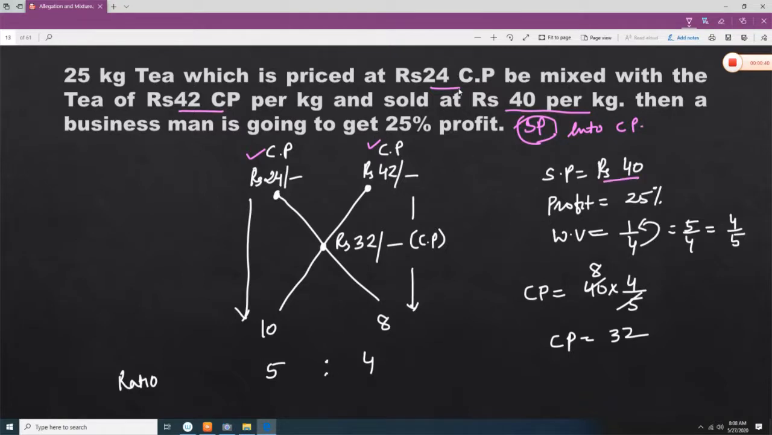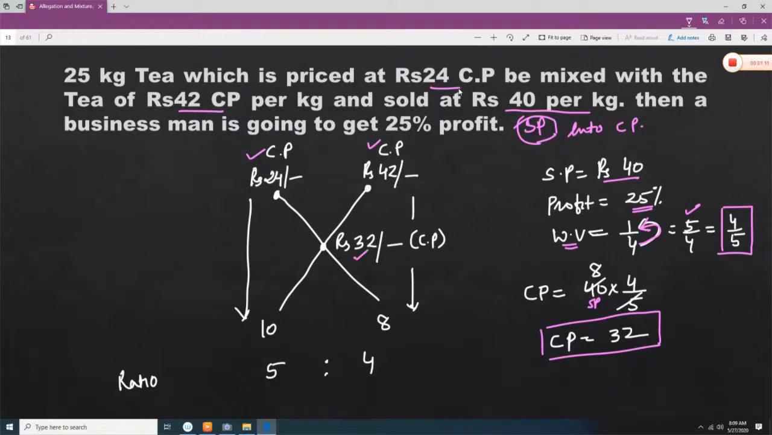So SP is rupees 40 and we are going to make a profit of 25%. The fractional value of 25% is 1 over 4 and we are making a profit, so 4 will be added to 1. So 4 plus 1 is 5 over 4, and we are going to find out the CP, therefore we need to flip this figure, that is 4 over 5. Now this 40 is the SP, multiplied by 4 over 5. So we can find out the CP is going to be 32.